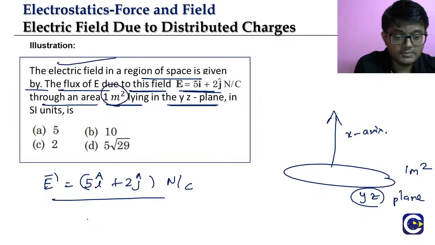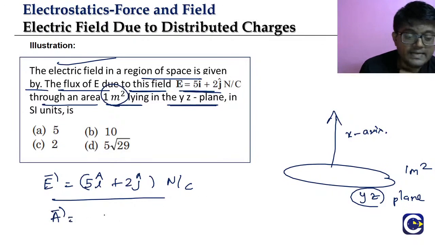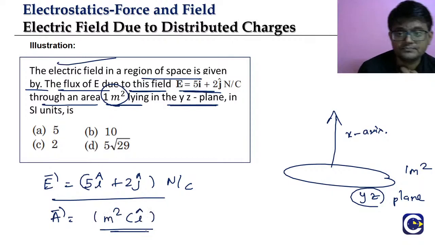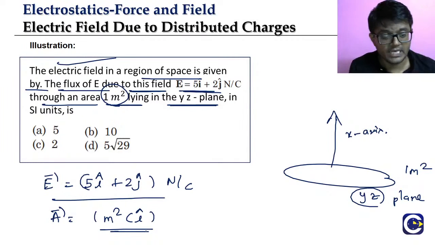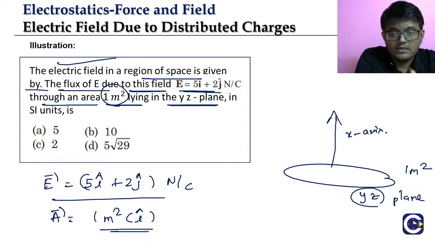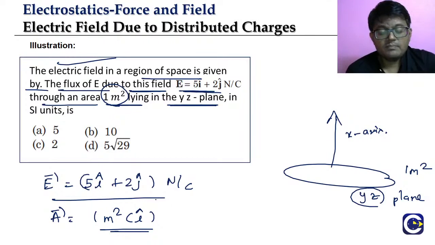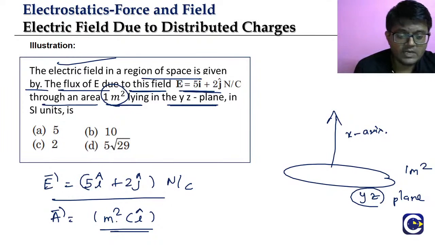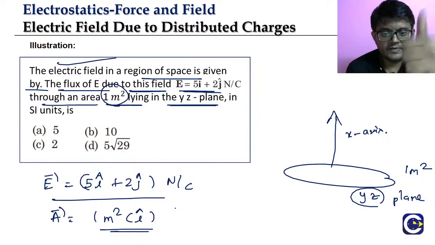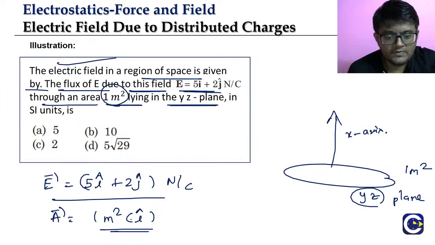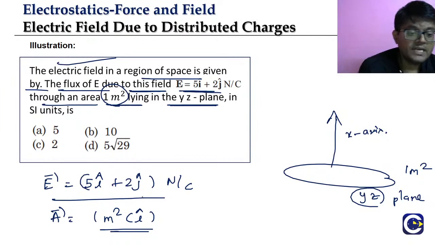The area value is 1 meter square. Now look, the area vector can be given as 1 meter square into I cap. Why? Because the direction perpendicular to the YZ plane is the X axis. So the value is 1 meter square, into the unit vector along that direction, I cap, which is the area vector. Now we have to find the flux. Flux means E dot A.